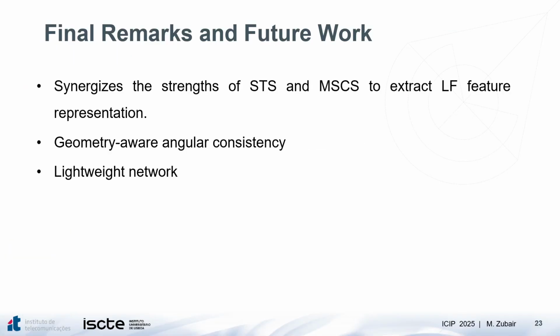The proposed method, as we discussed, consists of two parallel streams, STS and MSTS, to extract dense features. And we have also used the geometry aware angular consistency network, called angular mutual attention, to preserve the angular consistency of these features. Such networks require a large number of parameters. So our proposed method has 11.85 million parameters, which is too much as compared to other methods. In the future, we are interested in using a lightweight network.